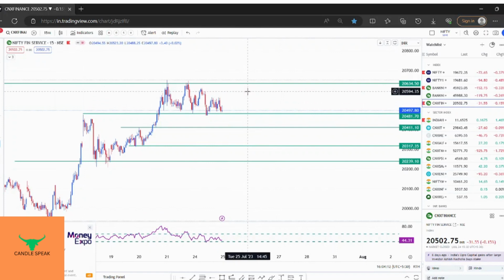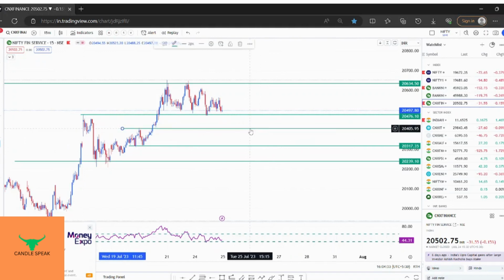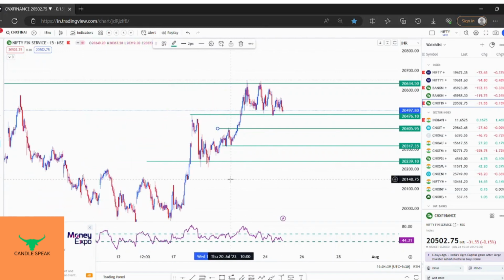Every above 50 points there is a resistance area, so it will be good for us if we wait and trade only above 20,634. For selling, whenever you find that it is going to break this range 20,476, go for selling. First target will be 20,400 to 410 in this area. Second target will be 2317, and the last one is 2239. All the levels are intact as same.